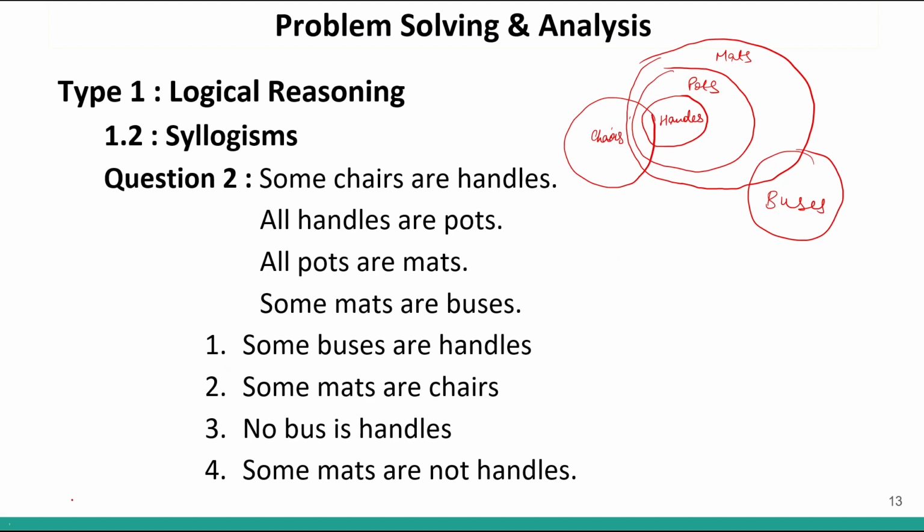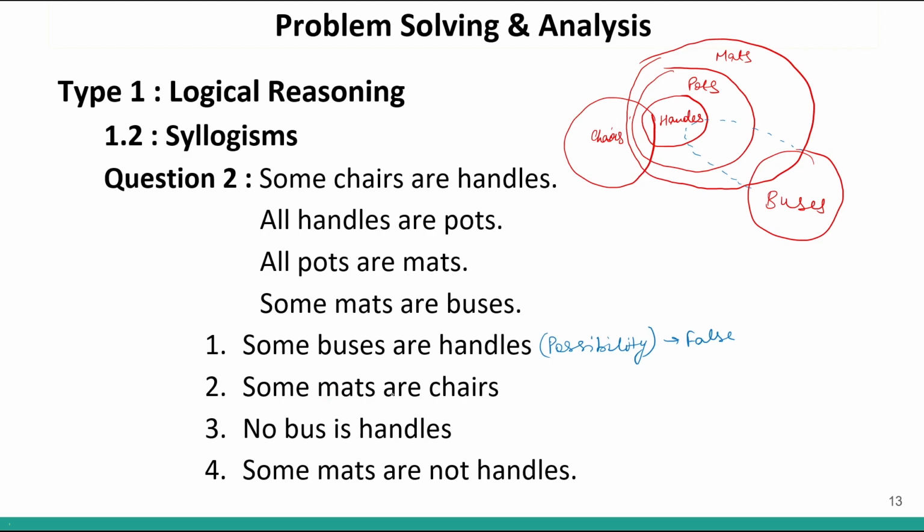Now let us look at the conclusion. Some buses are handles. So if you look over here, buses and handles do not overlap in this. But if buses were drawn like this, then they would have overlapped. So I can say that this is a possibility. So we don't know whether this is true or false. For now, let us say that this is false.